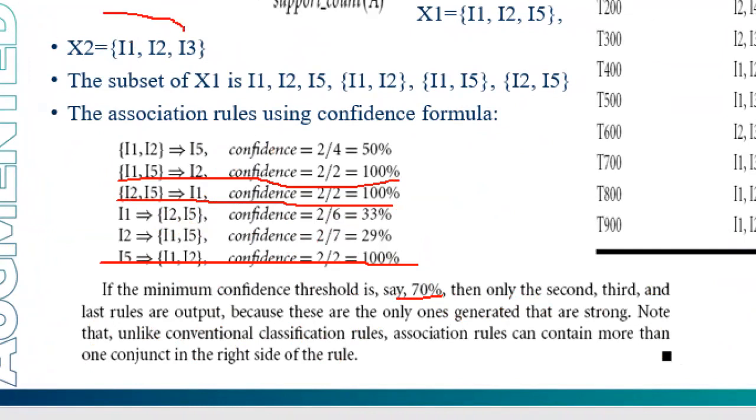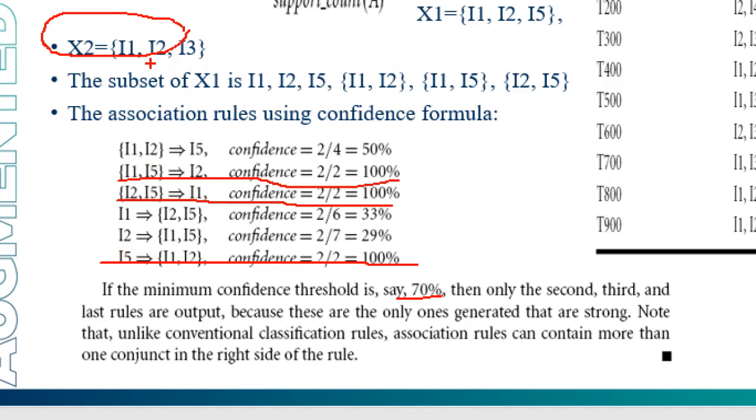Likewise, you have to find it for X2 and extract the rules. So what are the rules? I1, I5 implies I2; I2, I5 implies I1; I5 implies I1, I2. What is the meaning of it? Customers who purchase I1, I5 also purchase I2. Customers who purchase I2, I5 also purchase I1. Customers who purchase item I5 also purchase I1, I2. So this is the way we extract the rules.